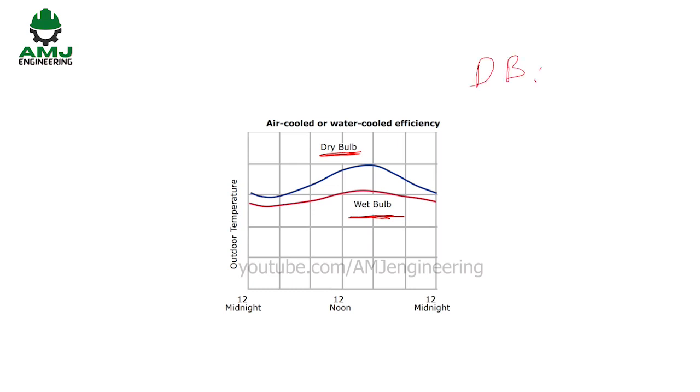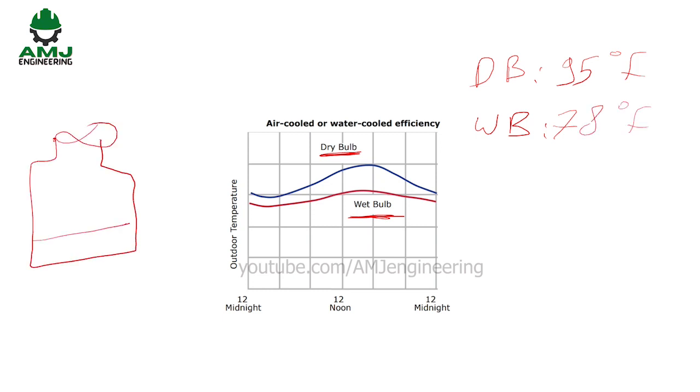For example, at an outdoor design condition of 95 degrees Fahrenheit dry bulb temperature, 78 degrees Fahrenheit wet bulb temperature, a cooling tower delivers 85 degrees Fahrenheit water to the water-cooled condenser. This results in a refrigerant condensing temperature of approximately 100 degrees Fahrenheit. At these same outdoor conditions, the refrigerant condensing temperature in an air-cooled condenser is approximately 125 degrees Fahrenheit.